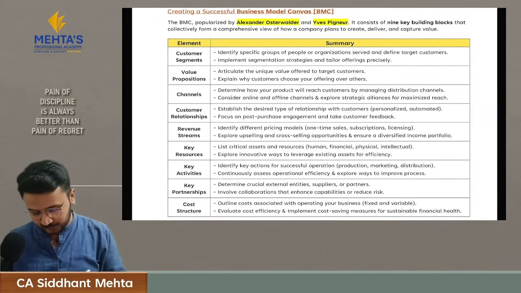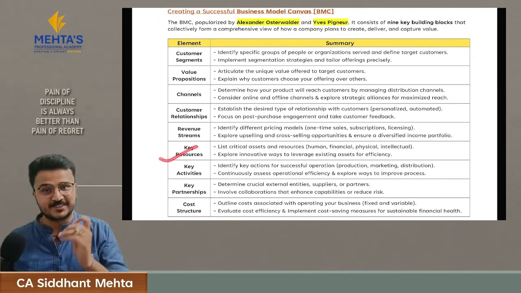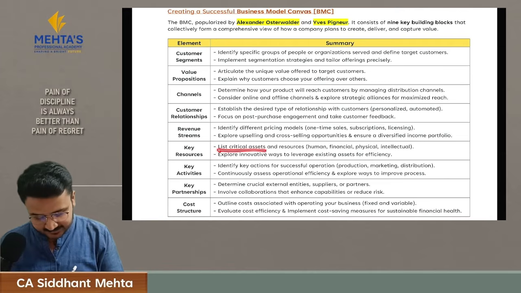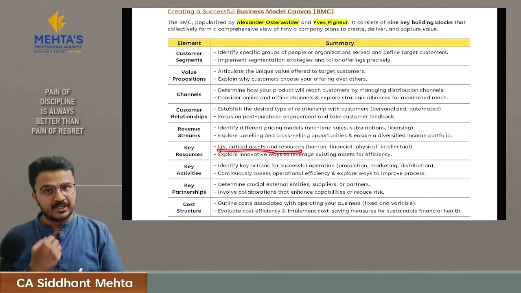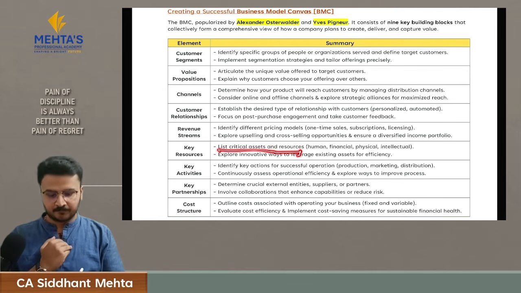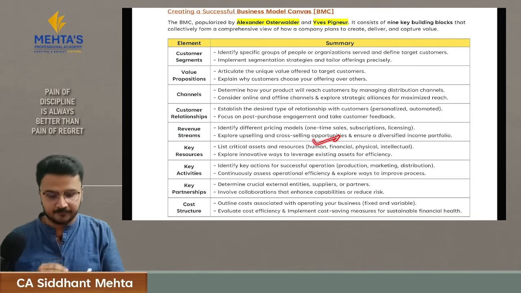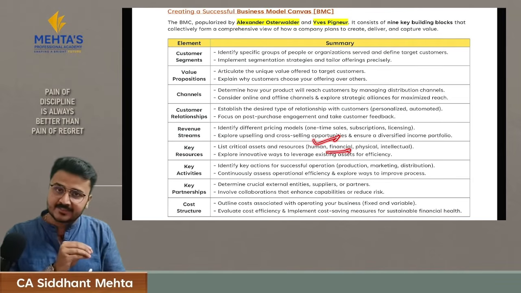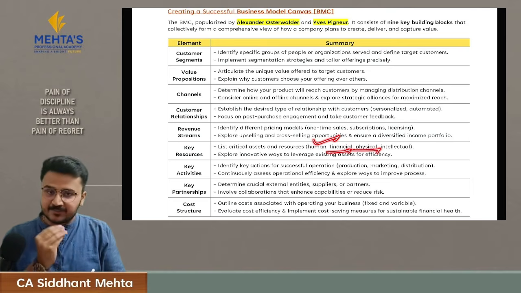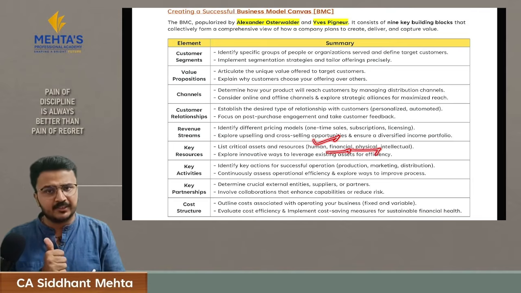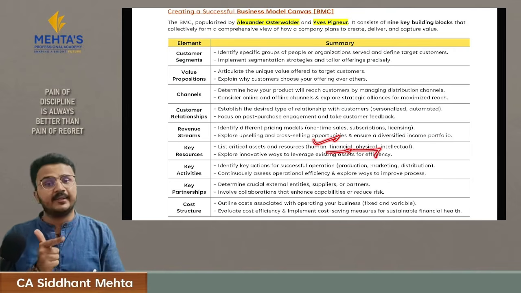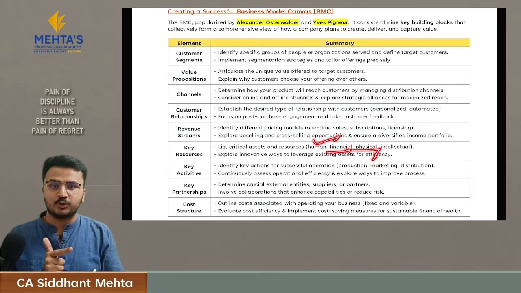Then the fifth one is key resources. Sorry, sixth one is key resources. Here list the critical assets and resources which are required to run all these activities. कि कितने लोग लगने वाले, कितने लोगों की टीम लगने वाली है ये सब काम करने के लिए, फिर कितने पैसे लगेंगे, उसी के बाद कितने फिजिकल एसेट्स लगेंगे, कुछ प्लांट एंड मशीनरी लगने वाली है क्या, वेयर हाउस लगने वाले क्या, कितने एरिया का वेयर हाउस लगेगा, ये सारी चीज़ें समझो.